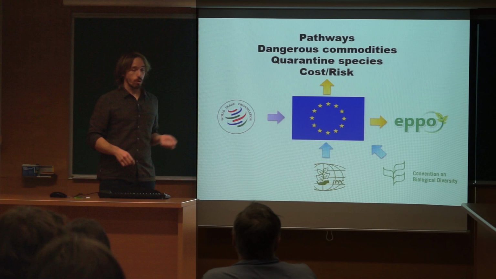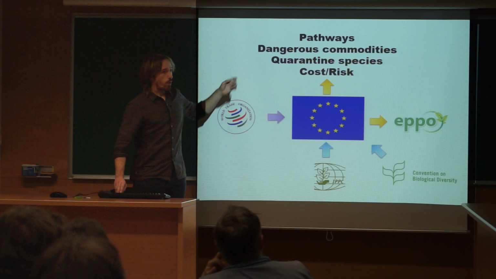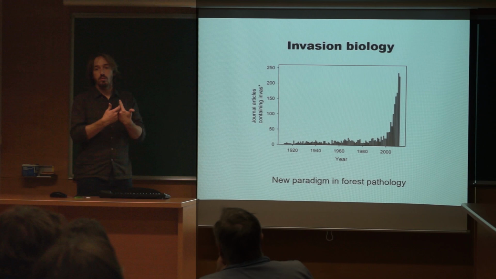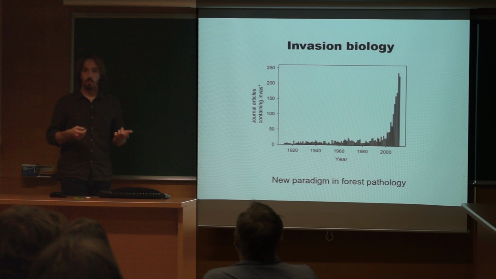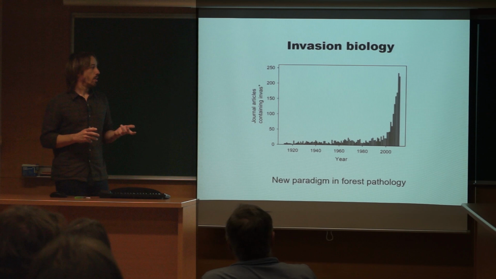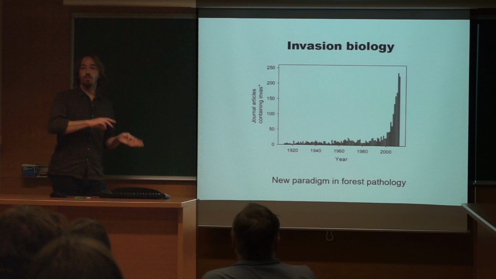pathologists. The problem is that these kinds of questions, if you studied forest pathology some years ago, we didn't do these kinds of things. We didn't define quarantine species or dangerous pathways. We looked more at the interaction and what conditions favor disease. So there's been a shift in forest pathology where we are becoming more interested in invasion biology.